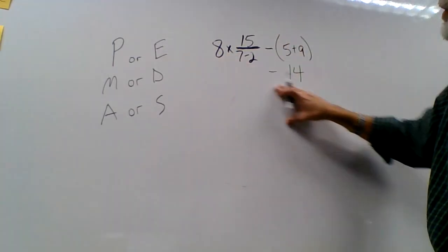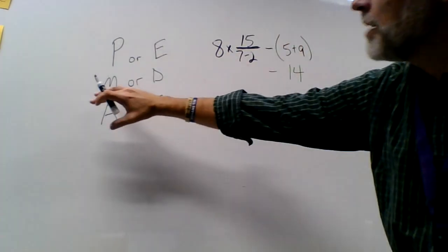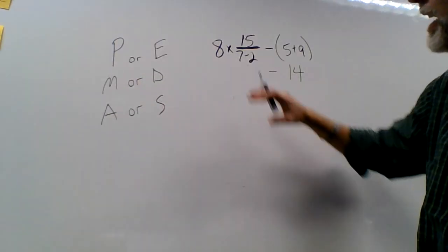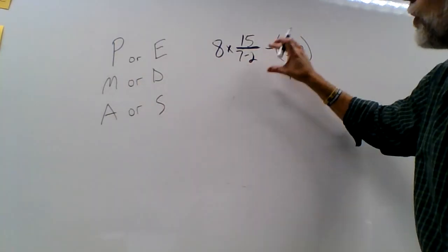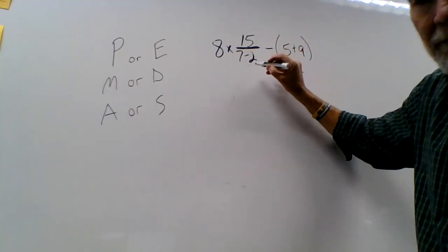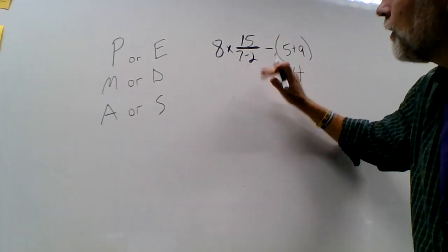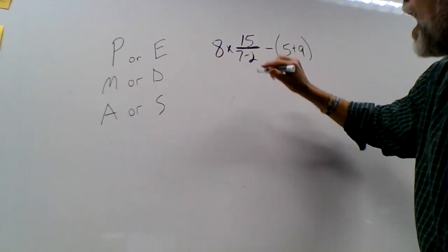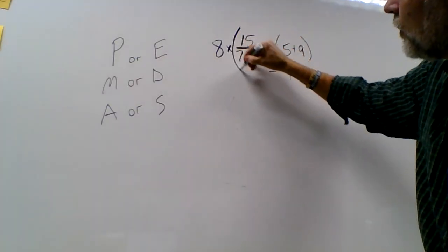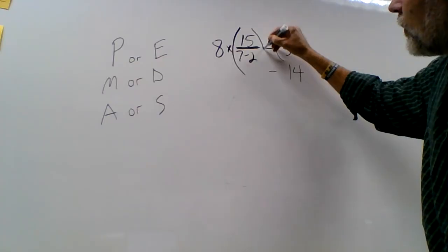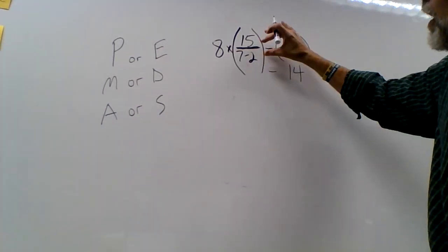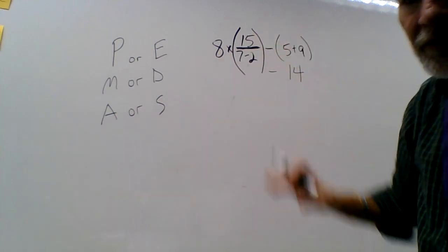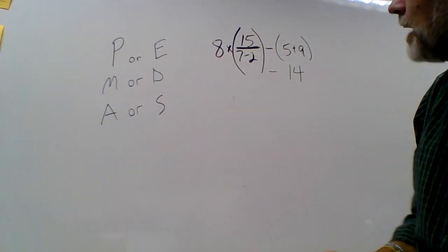So when you see this in a problem, you might say, well, wait a minute, multiplication and division go together. I'm going to take 8 times, but I don't know what this is yet. So anytime you see a fraction bar in the middle of a problem, we need to do the division first, so assume that there should be parentheses around that. Anytime you see a fraction bar, put parentheses around it. And now go back to PEMDAS.